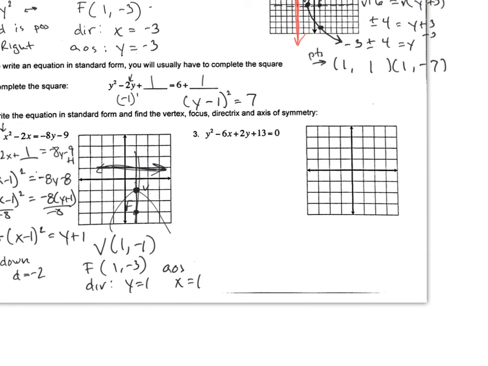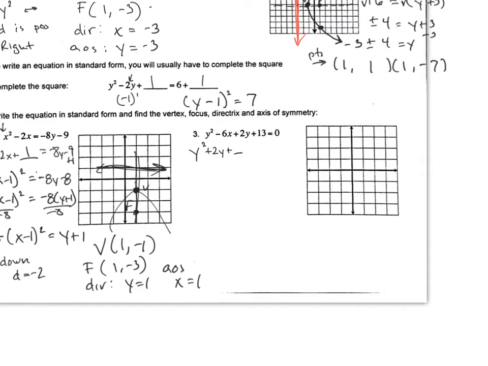For number 3. Again, the y is squared. It's on the left, so I'm going to leave it on the left. I don't see why not. So we have y squared plus 2y. We're going to have to complete the square.